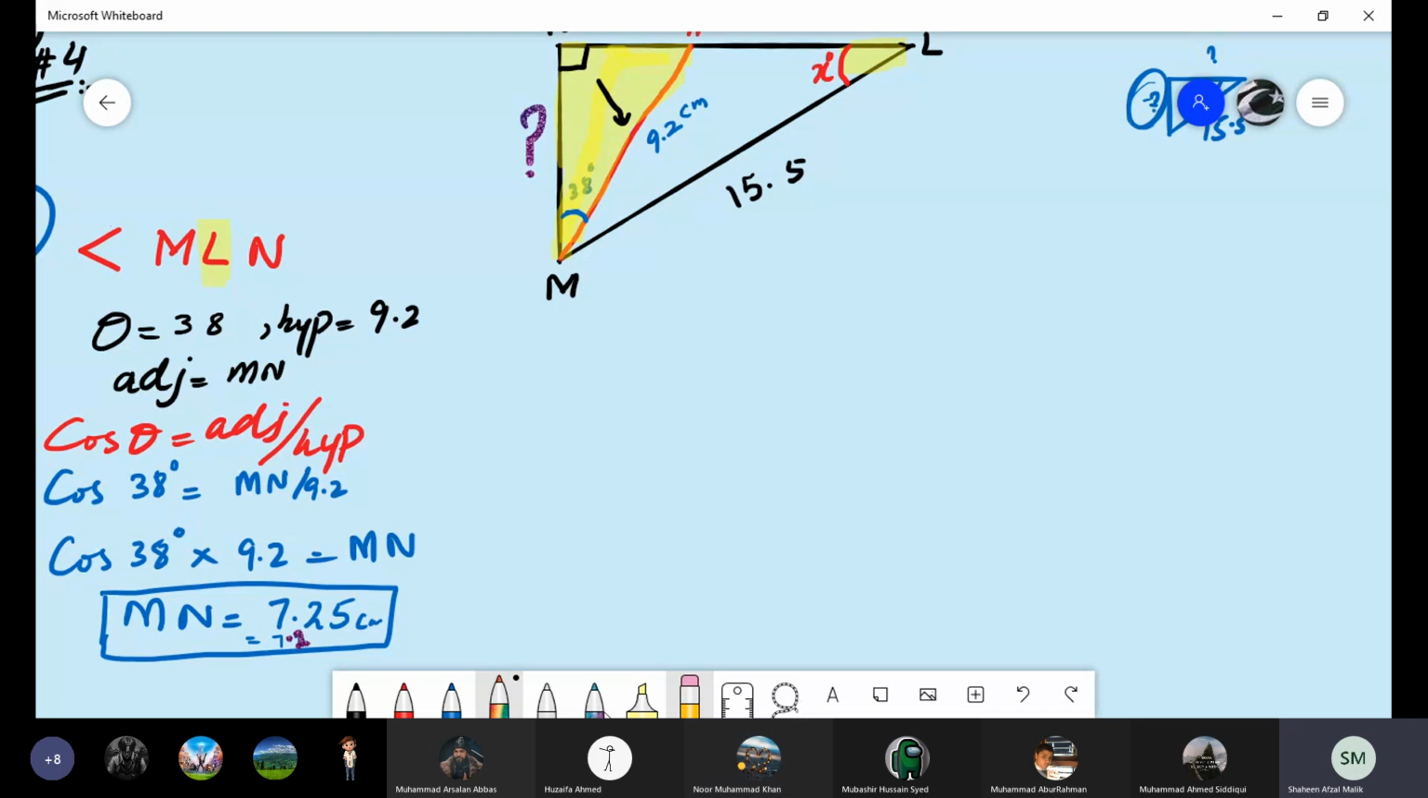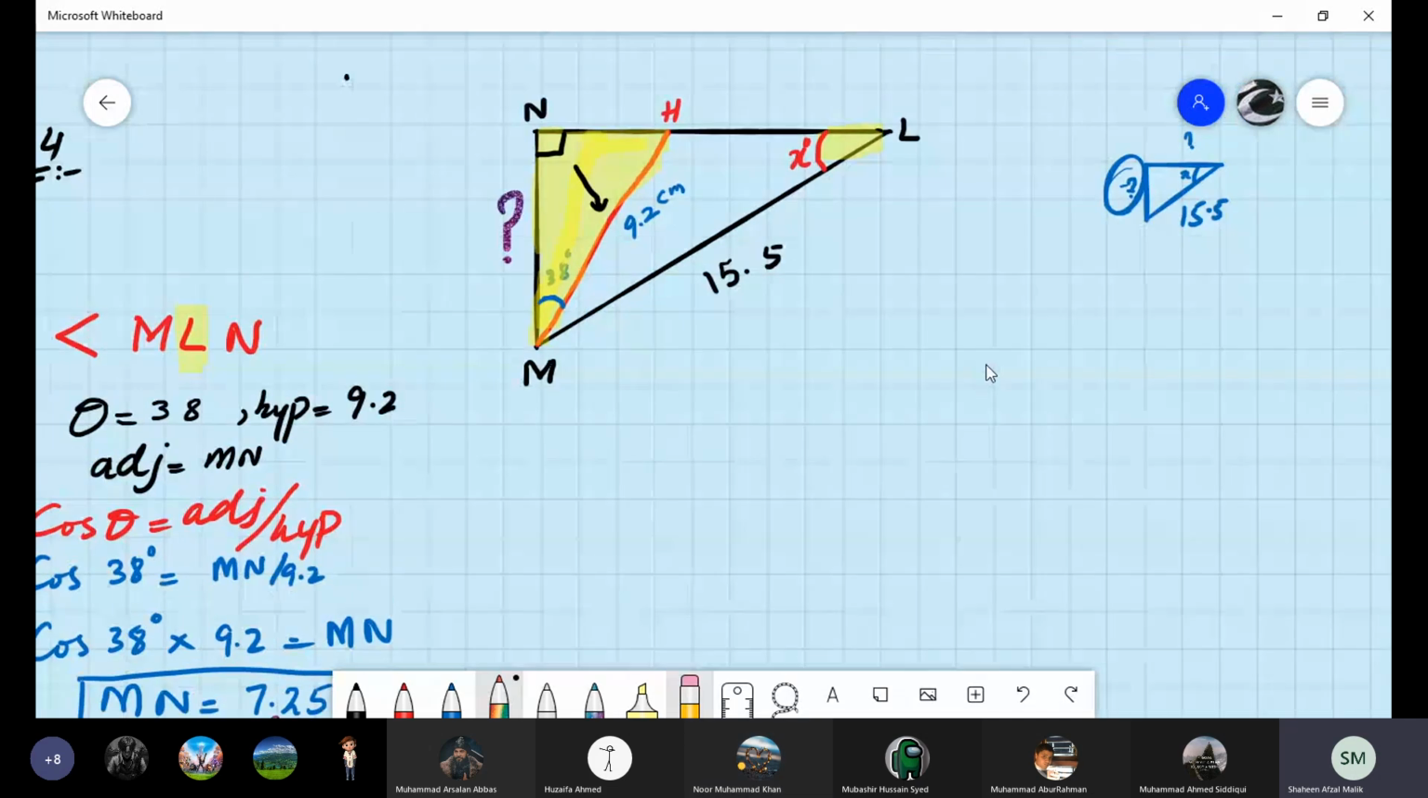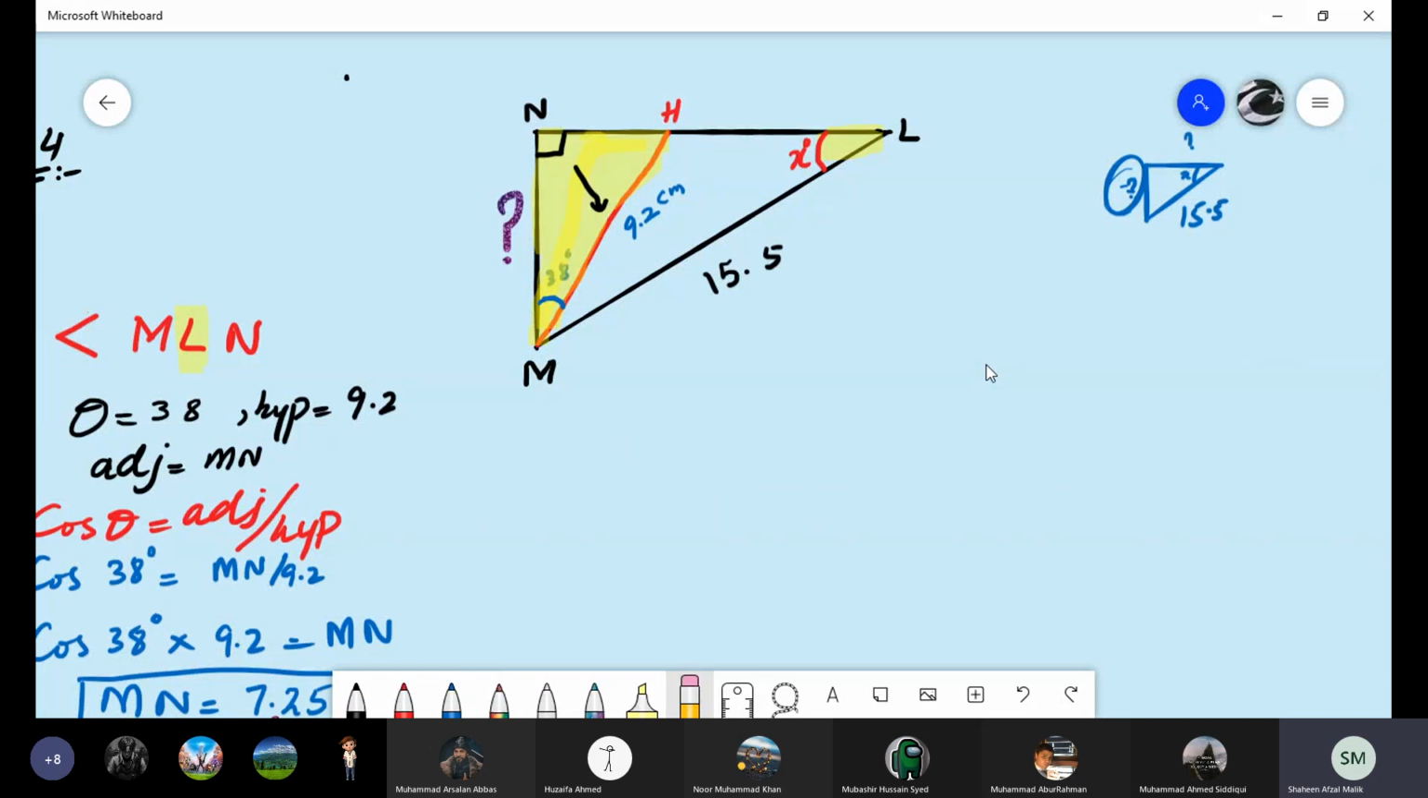So what is the value of this LM? Sorry, MN. Can I erase it and write the value that we just found out? 7.24. Yes, ma'am. So this side is 7.24 now. Can you find out now the angle X? Yes, ma'am. Okay, so find the angle X now.